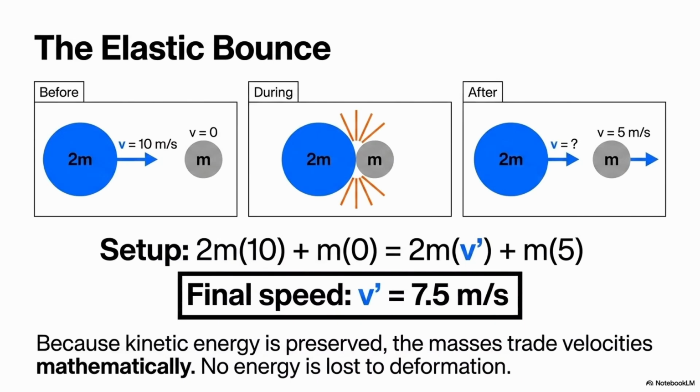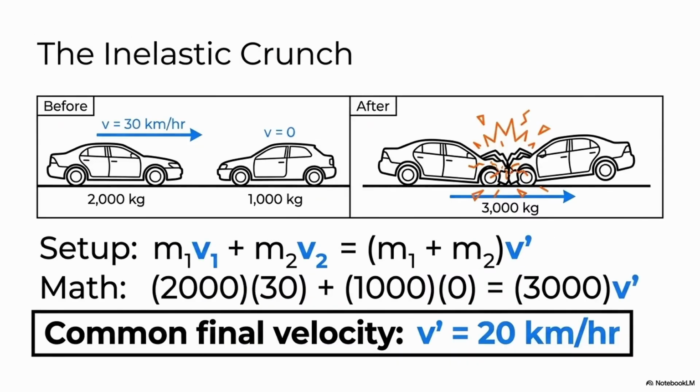Yeah, but real life is rarely that clean. Which brings us to the car crash. Moving to the next slide, slide 8, the inelastic crunch. We have a 2,000 kilogram car going 30 kilometers per hour, and it rear ends a stopped 1,000 kilogram car. And this is an inelastic collision, so they don't bounce, they crumple and stick together. Here's where it gets really interesting.